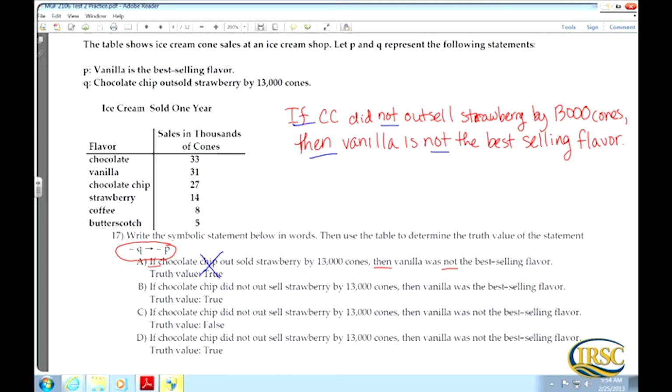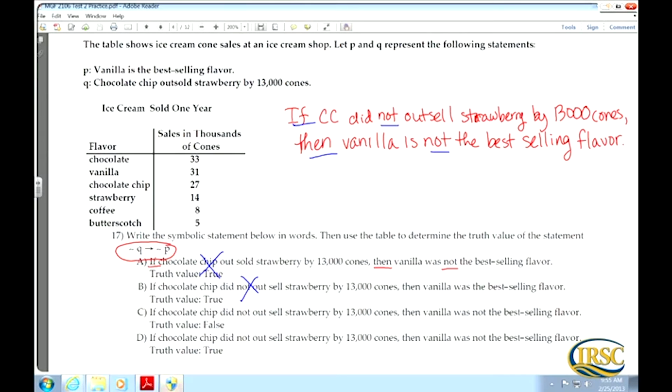Okay, B, if chocolate chip did not outsell strawberry, then vanilla was. Okay, forgot to negate this side, so that's not an option. If chocolate chip did not outsell strawberry, then vanilla was not the best selling, so that's good. And then D has the same statement. Okay, so either the statement is false or it's true. And so that's what we have to determine now.